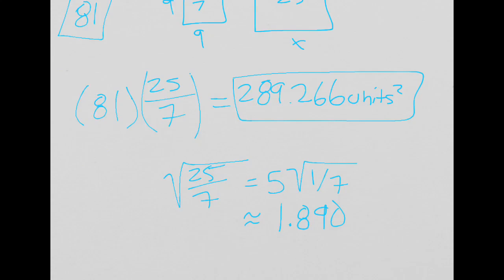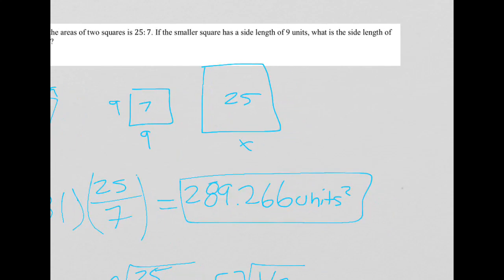No. We know that that is the ratio of the sides. And so we need to multiply that by the length of the side that we do know, which is 9. So we're going to take that 1.890, and we are going to multiply it by 9. And when you do that, you should get 17.008. And that, my friends, should be the value of x right there.